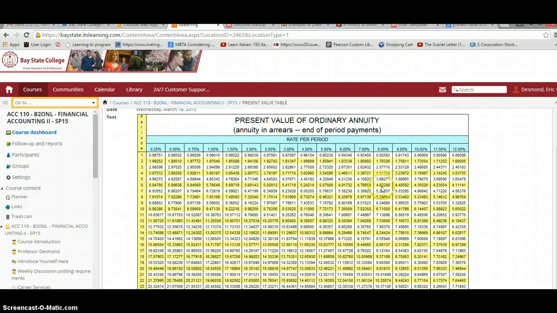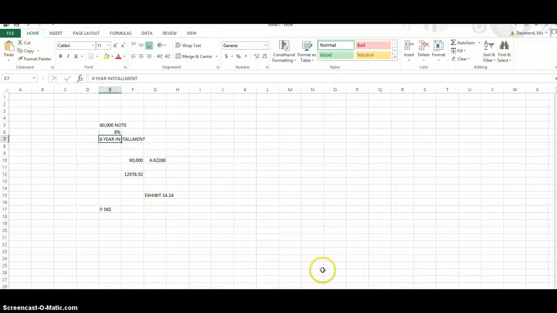4.62288. And the equation is this. $60,000 is how much we borrowed, divided into the rate factor, 4.62288. And I wrote the equation out here, dividing the two, F10 into G10, and it gives me $12,978.92 a year. Now that's all you have to do for the homework assignment.